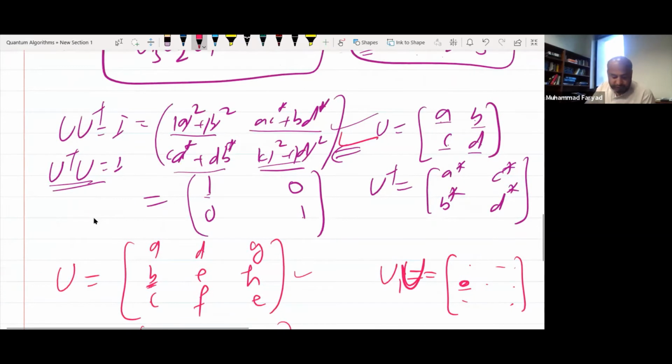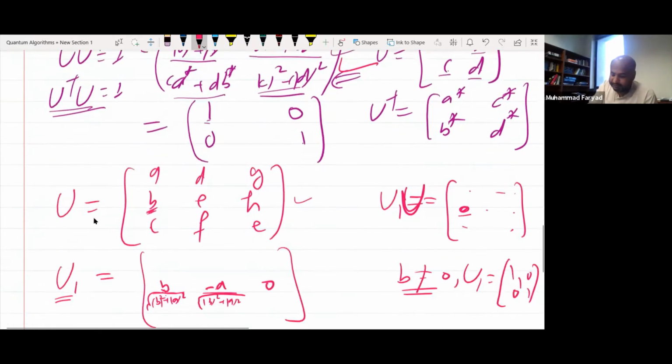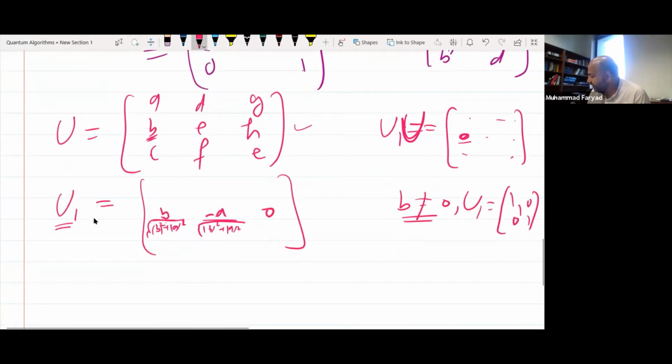Now, I was discussing these relations for a unitary matrix. To satisfy these, the first row can automatically be given to have these elements. I should have its conjugate here. This is a real number. And then B conjugate, over the square root of B mod square plus A mod square. And then 0 here, 0 here, 0 here, and 1. Now you can check a few things for this one.